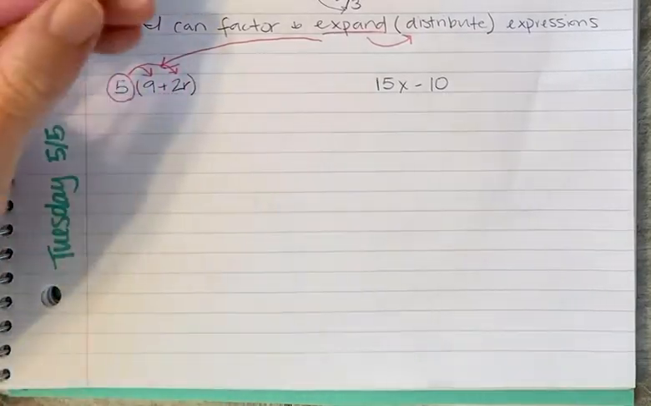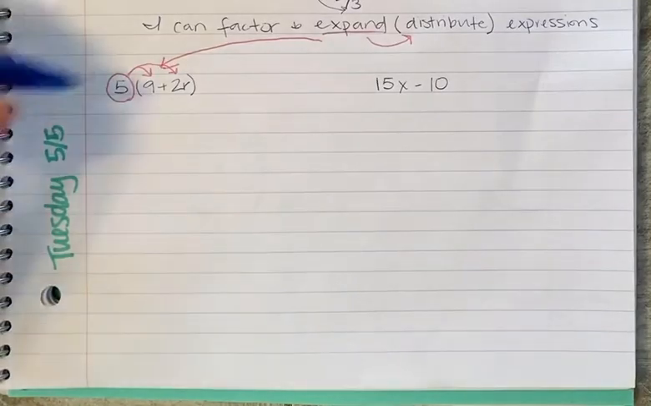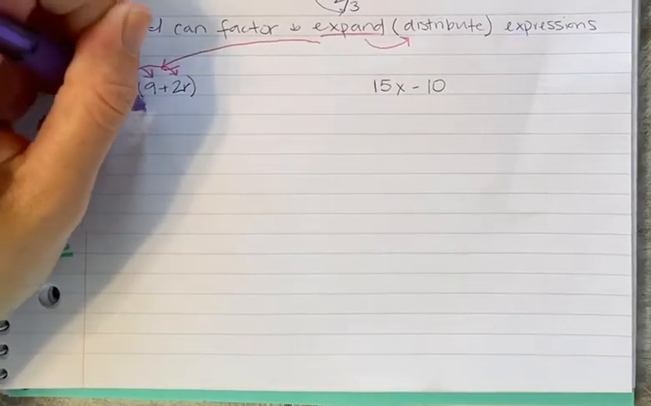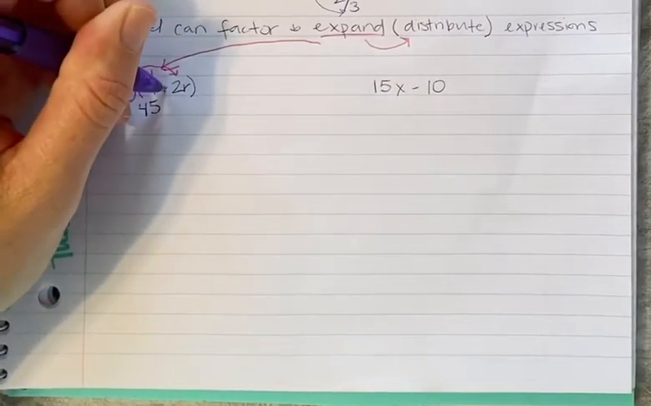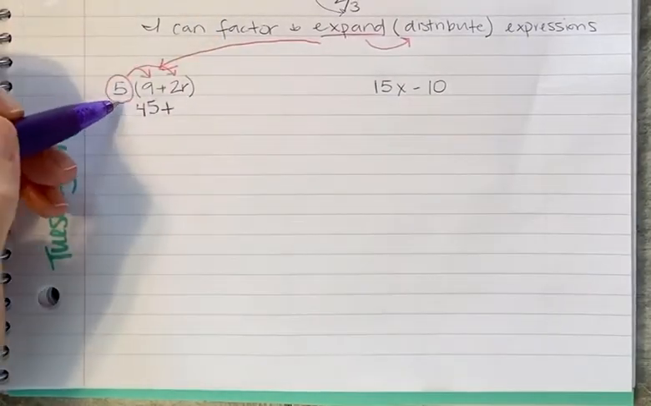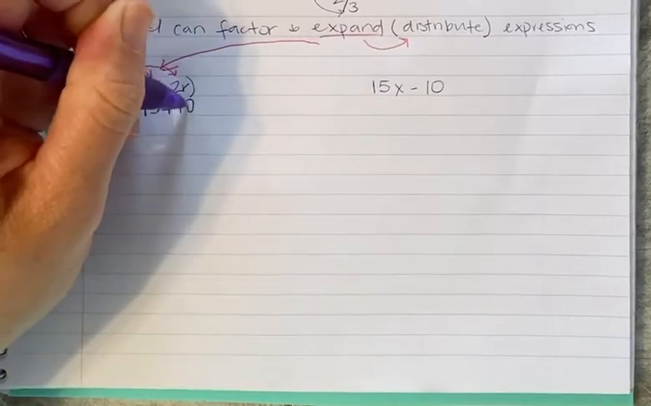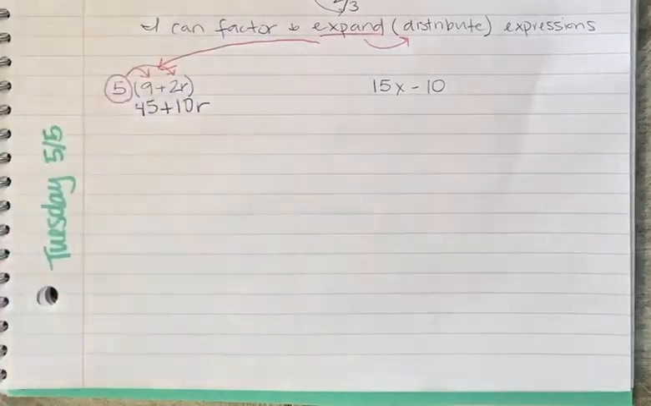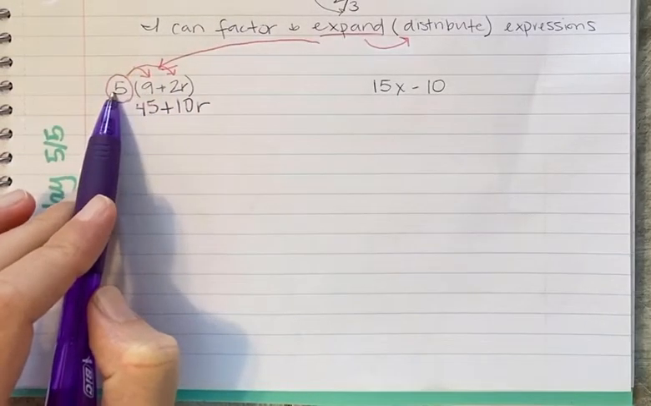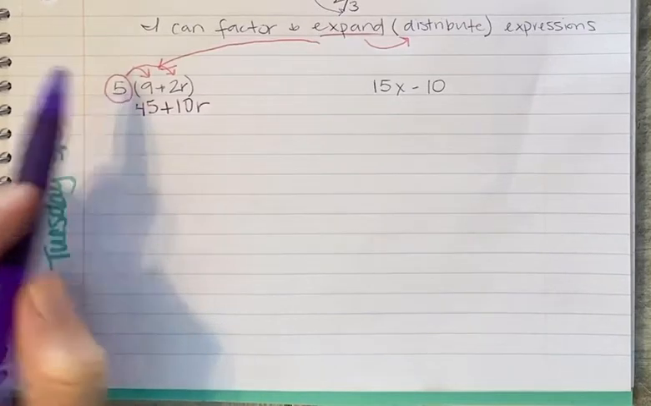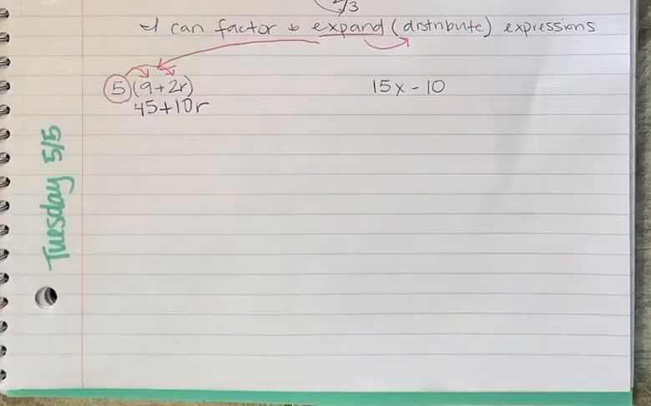5 times 9 is 45. Let's use purple. 45. I use the same sign. And then 5 times 2r, well, 5 times 2 is 10. So 5 times 2r is 10r. So this expression would be expanded or distributed as 45 plus 10r.